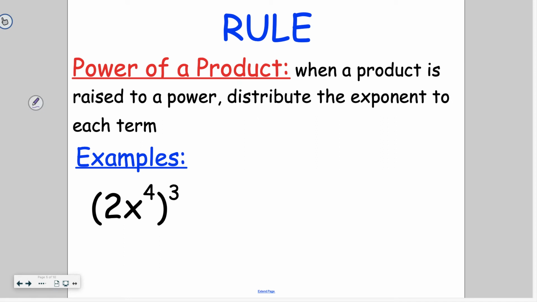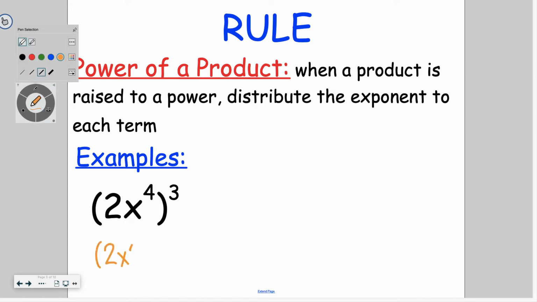Our other rule that we have today is going to be the power of a product rule. So this is when a product, or things being multiplied, is being raised to a power. Then you have to distribute the exponent to each separate piece. So what this means is right now I have 2 times x to the 4th power. What that means is that when I raise this to the 3rd power, I'm going to have to distribute this exponent.